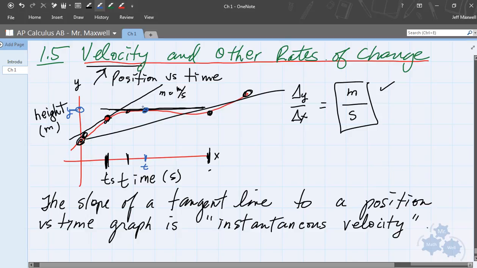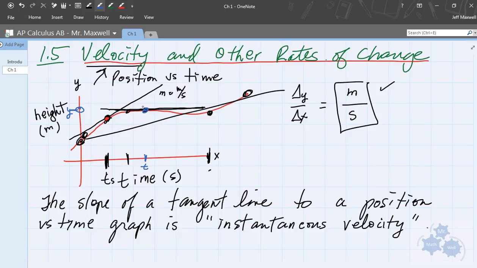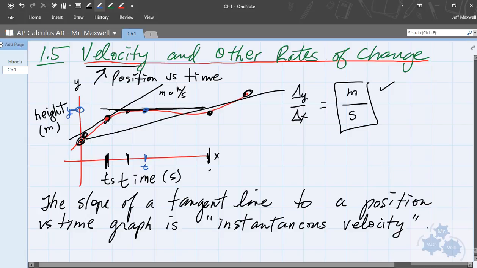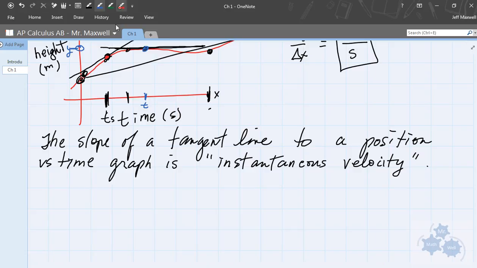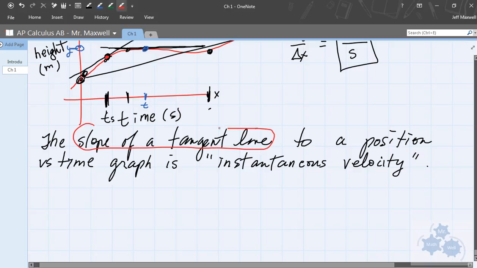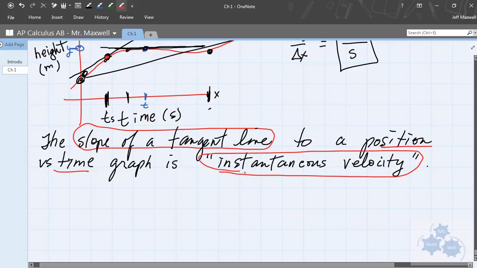I don't want to get too far into this. We're going to talk about this in calculus, but the main thing is linking these two ideas. Okay, you ready for it? The slope of the tangent line right here, which we've been calculating using those formulas, using the limits, the slope of the tangent line for a position versus time graph is instantaneous velocity.